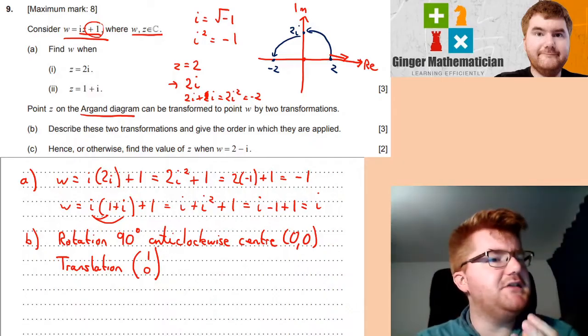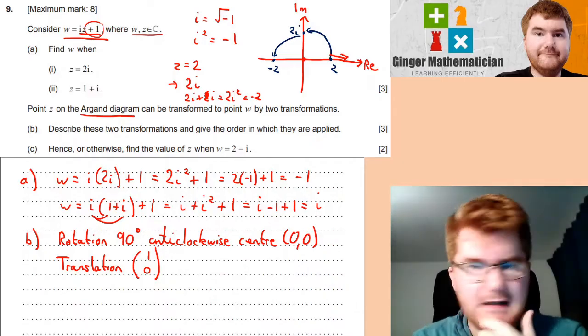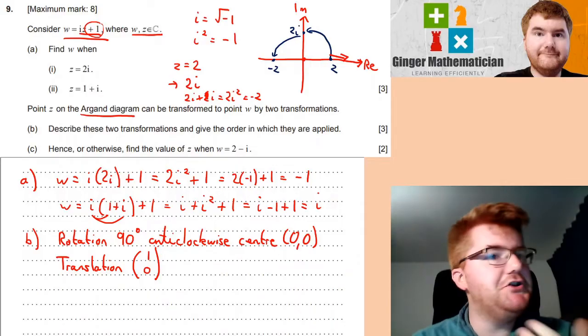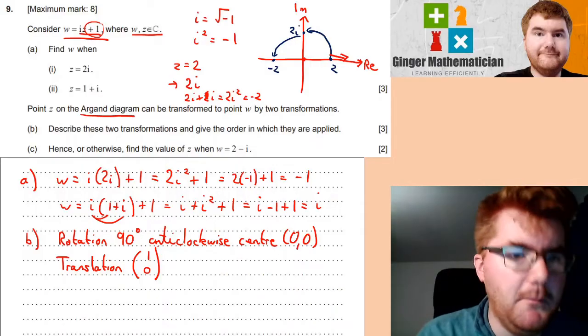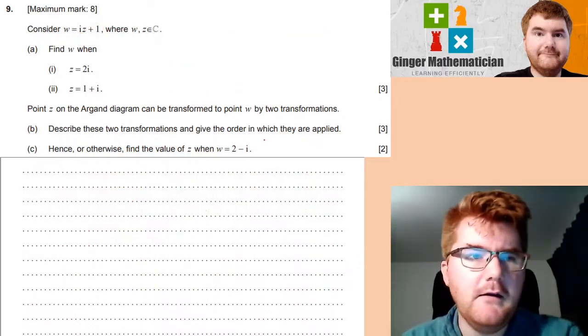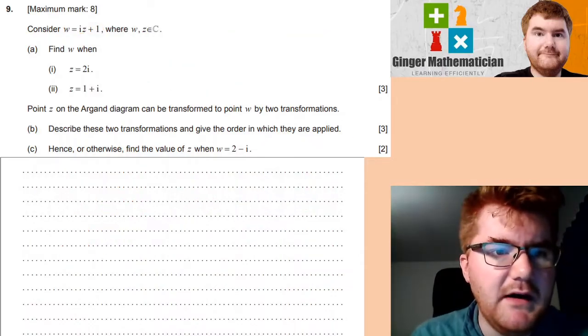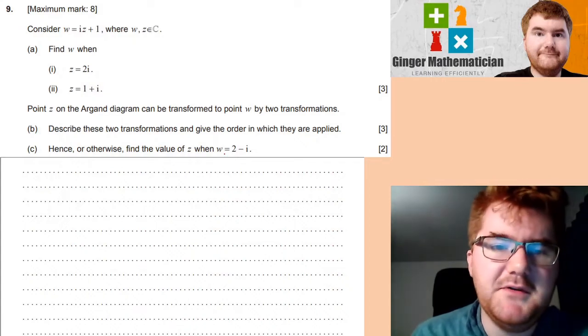So this is a really interesting question. I haven't seen a question like this so far on this course, combining your understanding of transformations with your idea of complex numbers. Right, and let's go through the very last part here. So, hence or otherwise, find the value of z when w is equal to this.